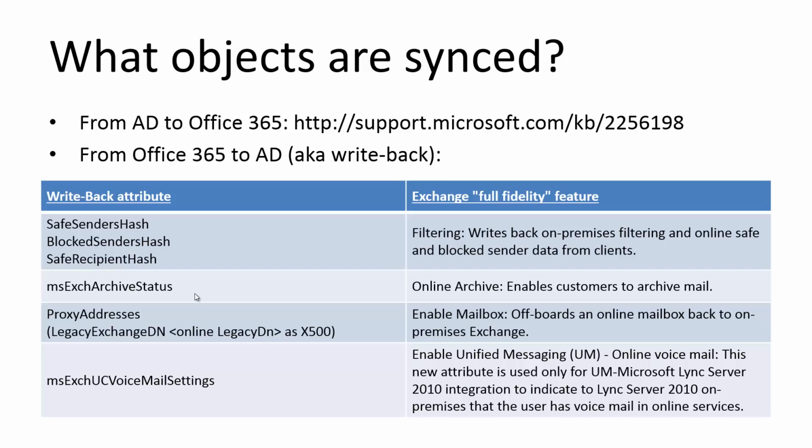And the other ones, like for instance the MS Exchange archive status, allow or enable you to move or have archives cross premises. So a good example for that is having an Exchange Online archive. This means that you'll have an on-premises mailbox, but have the archive in Office 365. And then by writing back the MS Exchange archive status from Office 365 to the on-premises environment, your on-premises environment is aware of the fact that there is an archive for that user.